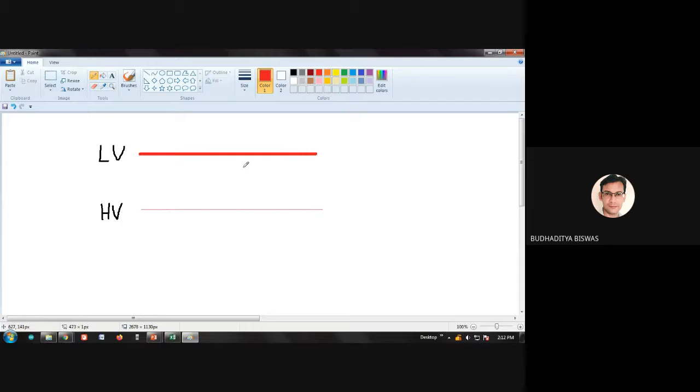Now, which one is costlier? If we take the same length, which wire is costlier? Sir, the low voltage one. Low voltage, because this one is costlier. Yes, sir.